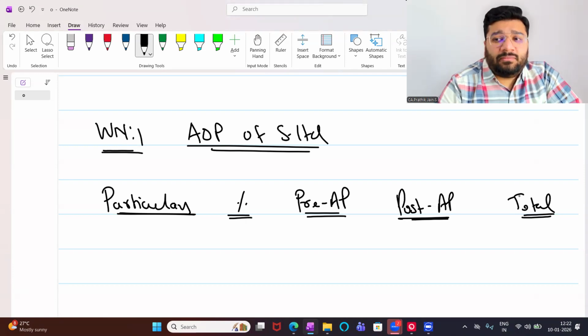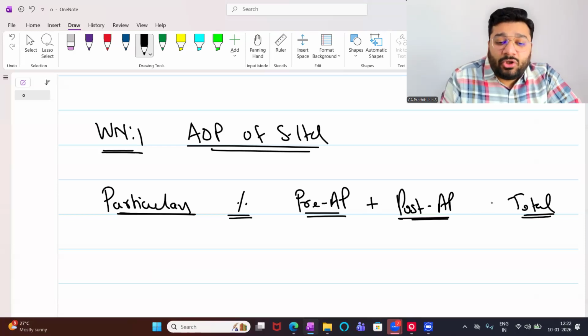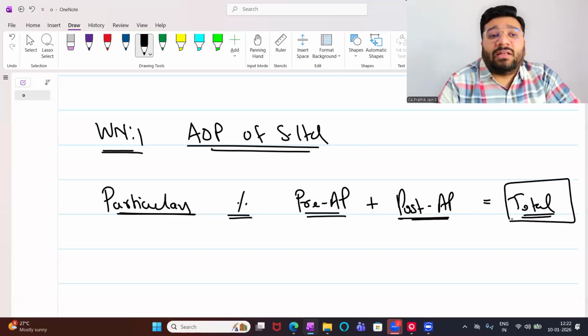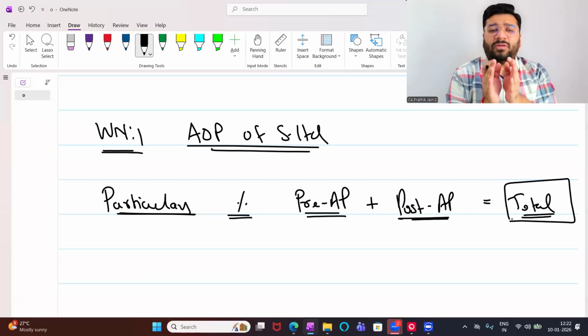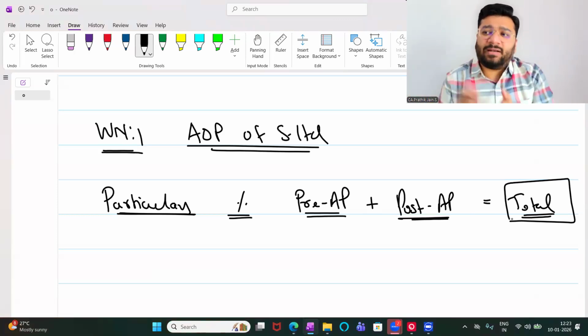The profit that the company earned before the holding company acquired the shares is called pre-acquisition profit. What is post-acquisition profit? After acquisition, the profit that you earned. After you acquired the company, the profits that you made during the period is called post-acquisition profit. Both the profits put together is called total profit. This is the profit that will be reflecting as on 31st March 25. If I acquire the shares on 31st March evening, the last day, then from 1st April only I'll start earning the profit for post-acquisition.